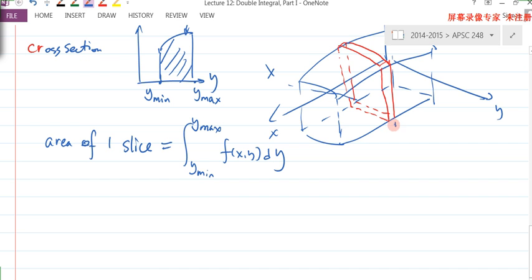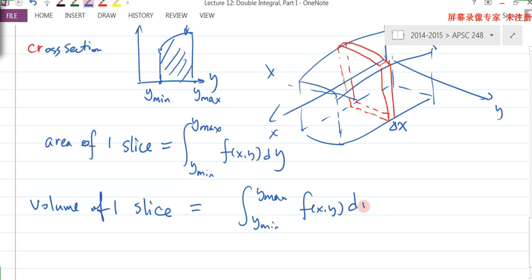So suppose that this bottom here is delta x. Okay, so delta x here. So the volume of one slice is this area times the delta x, right? This area times delta x. So it's basically that area times delta x. Okay, so it's the volume of one slice.